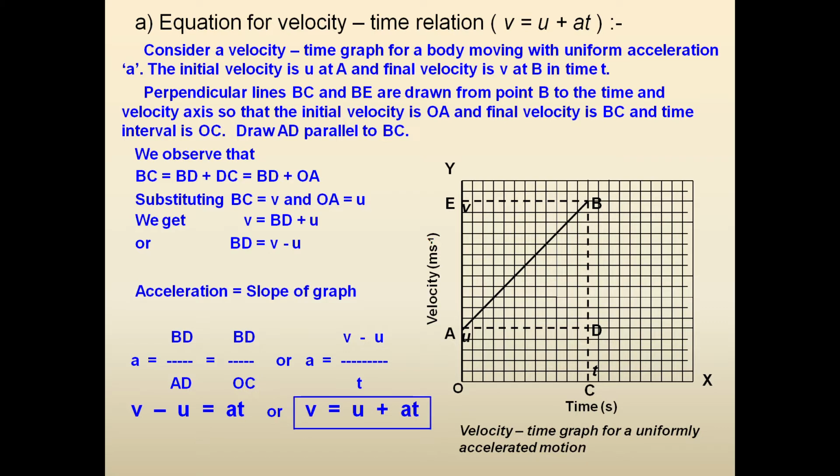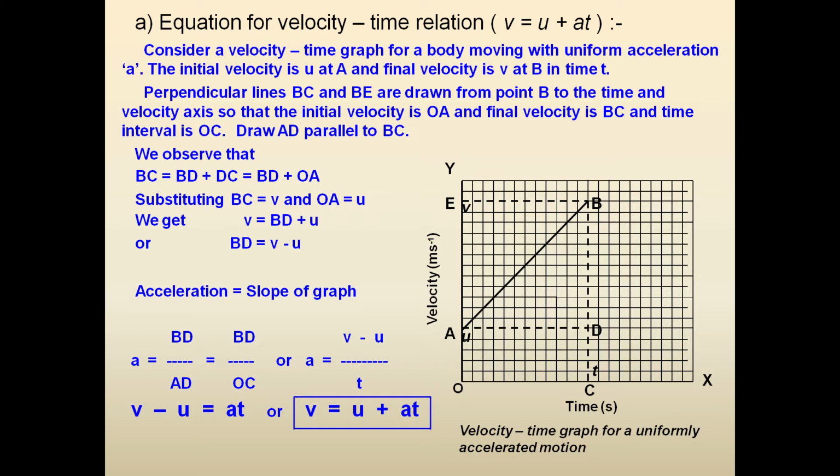So the first equation of motion is v = u + at. This is also known as the velocity time relation. As we are doing a graphical method, we have to start from the graph. So consider a velocity time graph for a body which is moving with uniform acceleration. That acceleration is a. Initial velocity of this body is u and final velocity is v.